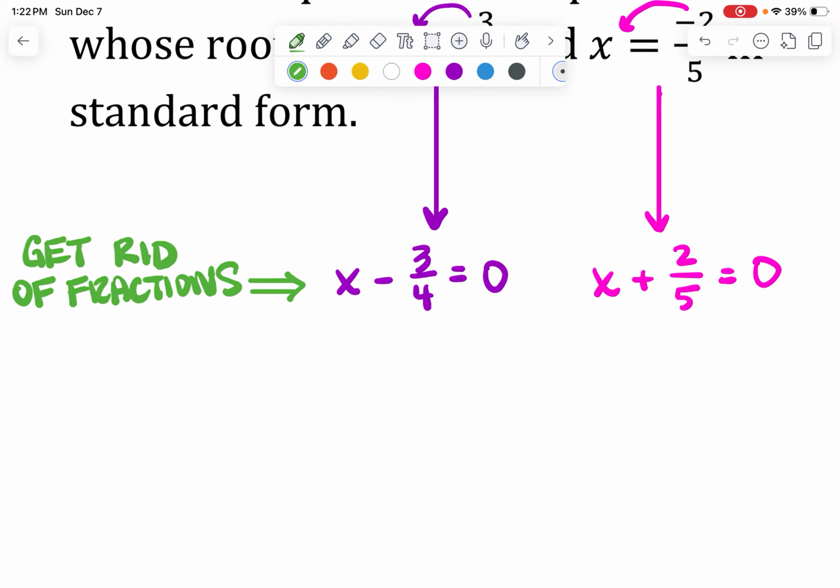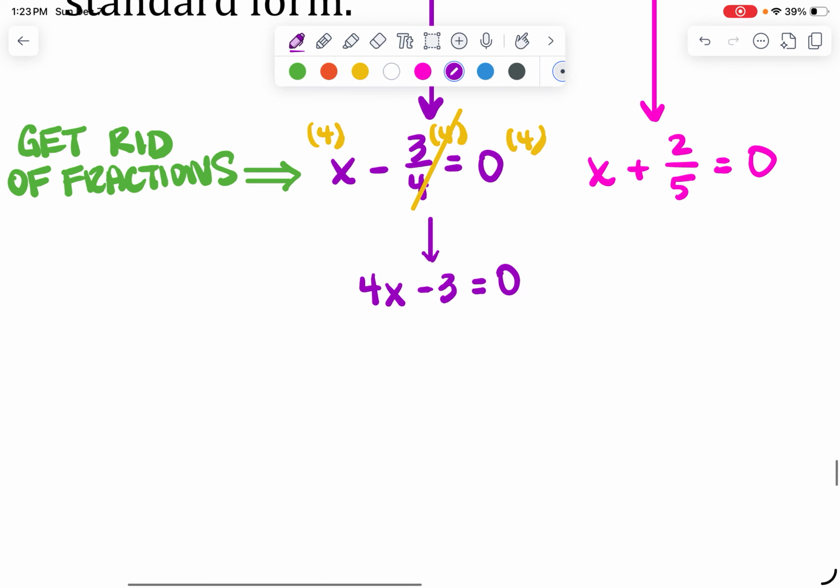Well, how do we get rid of the fractions? I'm trying to get rid of this divide by 4, so I'm going to multiply every term by 4. That means these 4s are going to cancel, but everybody else has to get multiplied by 4. So that's going to give me 4x minus 3, because there's still a 3 up top, and of course 0 times 4 is still 0. So my actual factor was 4x minus 3, not x minus 3/4. I cannot stress that enough.